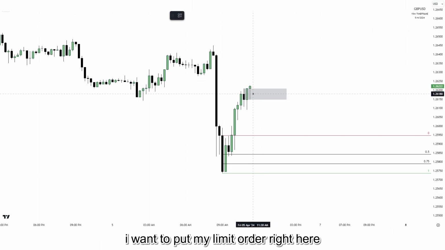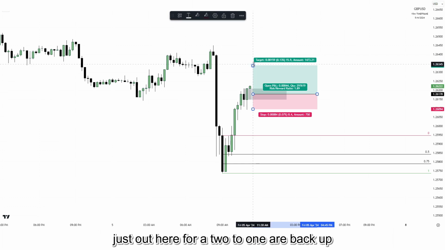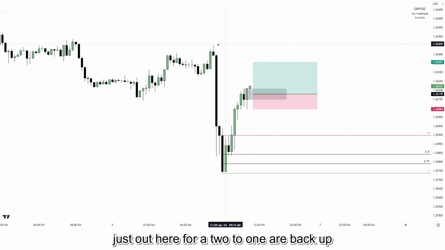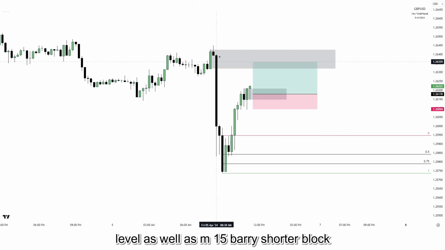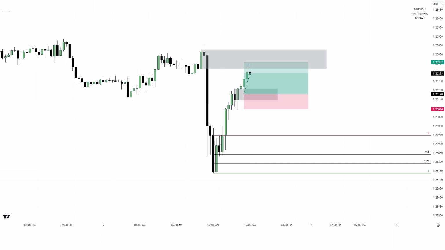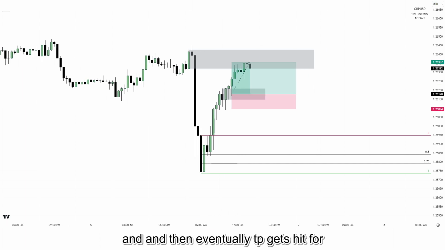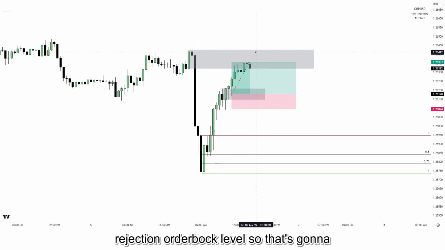I want to put my limit order right here inside of that bullish order block, stop loss just down here for a 2-to-1R back up into this opposing higher time frame wick level, as well as M15 bearish order block. Let's see how this then plays out. We come down, tag us in, and then eventually TP gets hit for that 2-to-1R at that opposing wick rejection order block level.